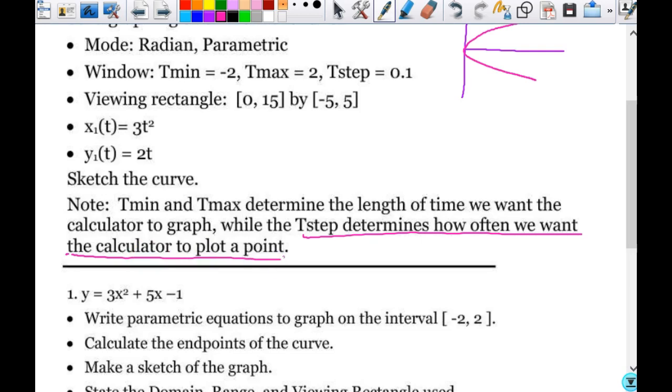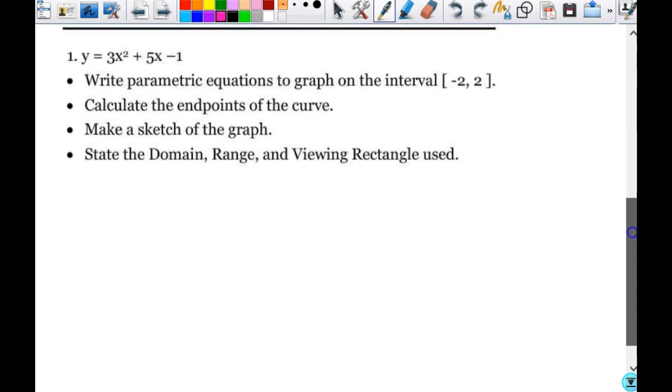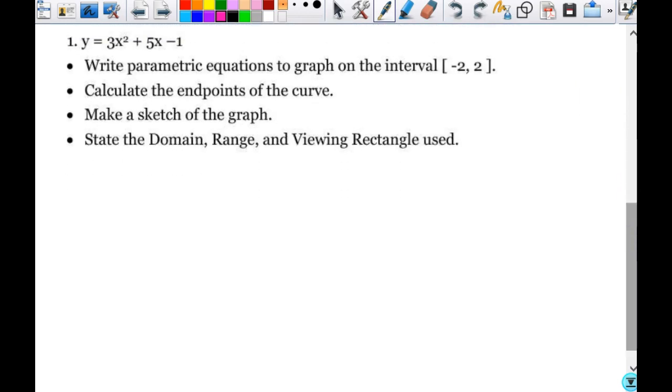But we're going to change the T max and min at some points, and we're also going to change the viewing rectangle. And within this, I'm going to show you some other calculator things that can be helpful not only for this, but for any time you use these calculators, which I think some of you know some of them and some of you really don't. So first here it says on number 1, it says write parametric equations to graph on the interval -2 to 2. So remember, this is your T min. And this is your T max. We're not ready to graph yet, but that's what these are going to be.